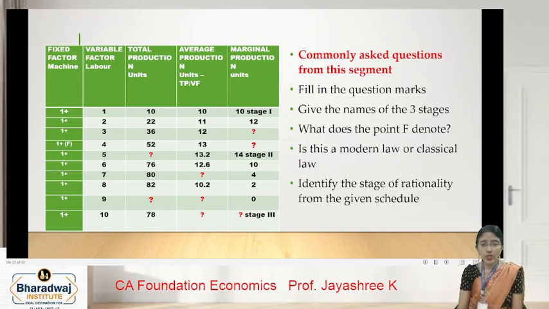And average production has been given in units. 10, 11, 12, 13, 13.2, 12.6, question mark, 10.2, question mark, and question mark. Marginal production, it starts with 10, 12, you have question mark, then 14, 10, 4 to 0, again question mark. Do the numerical part and address the questions.